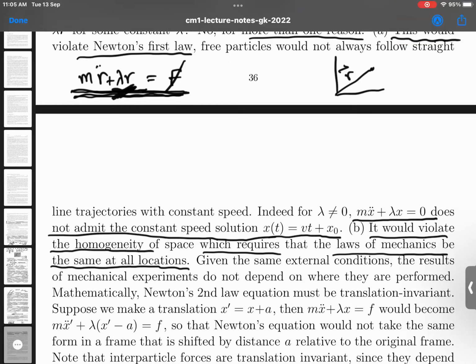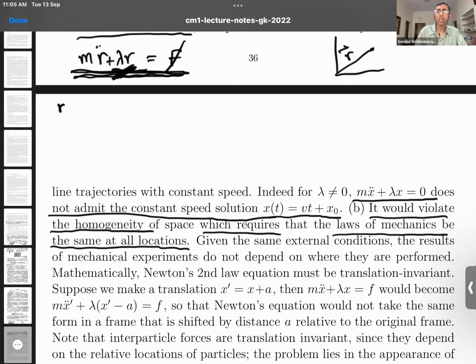I mean, this equation m r double dot plus lambda r equal to f. Yes, let me show it to you in more explicit terms. One moment. Suppose you make a change to a new frame that is translated. That is, you say r prime is equal to r plus a. Suppose we do that. Find out the equation of motion in terms of r prime. We will work that out in a moment. What is homogeneity saying? The homogeneity says that the equation of motion cannot involve a. If it involves a, it means that two frames that are a distance a apart will have equations that don't take the same form. That will be the problem. I hope I am conveying this to you.